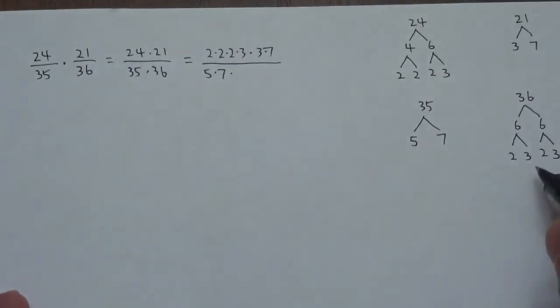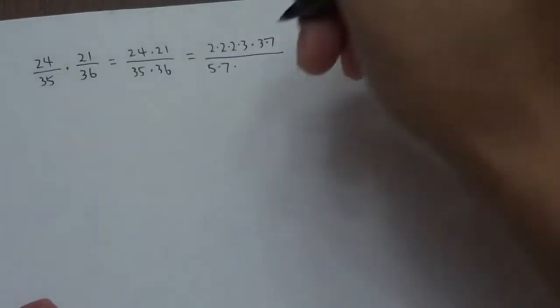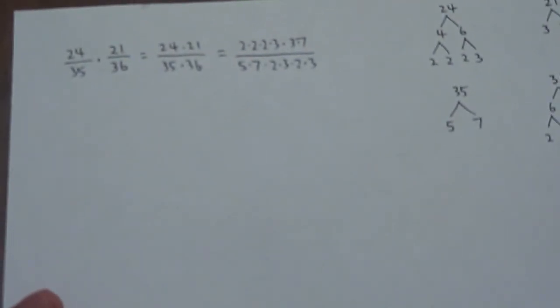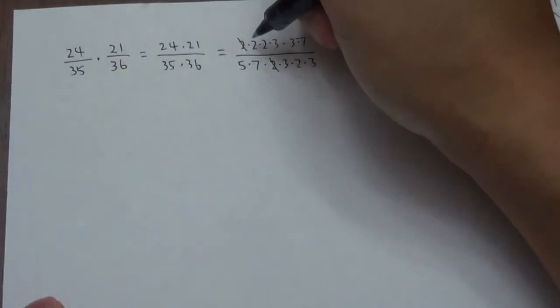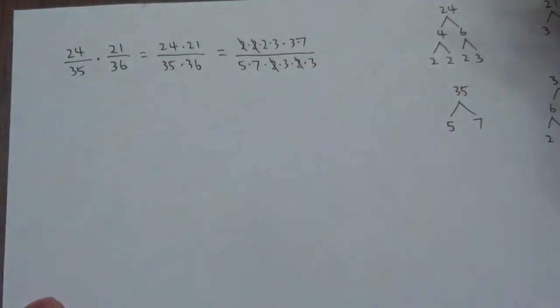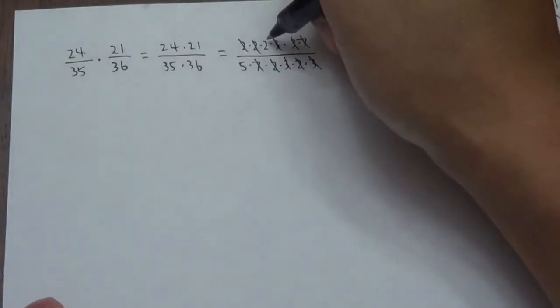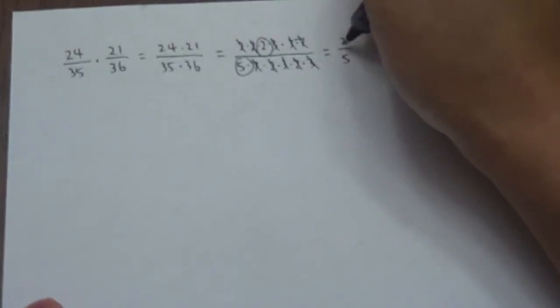then 36 is 2 times 3 times 2 times 3. Alright, now just like method 2, I can start canceling numbers out as I have common ones. 3, 3, 7, 7, and then I'm left with 2 and 5, 2 over 5.